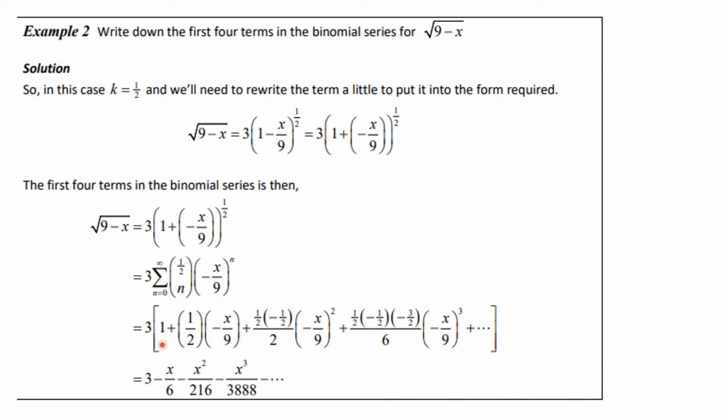When n equals 0, I get 1. When n equals 1, I'm going to get 1/2. When n is equal to 2, I will get 1/2 times minus 1/2 over 2. When n is 3, I will get 1/2 times minus 1/2 times minus 3/2 over 6 times this to the cube, and so on and so forth. And when I simplify that and I distribute the 3 across, I get 4 terms that look like this: 3 minus x over 6 minus x squared over 216 minus x cubed over 3,888. Again, a very possible problem for me to ask along the way.